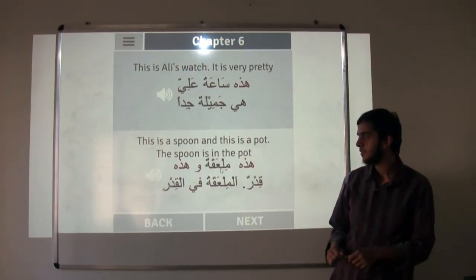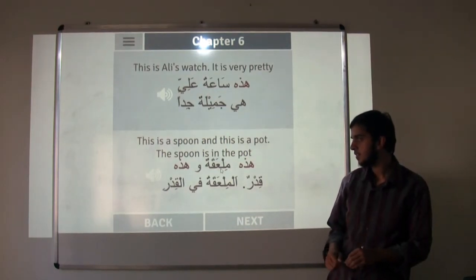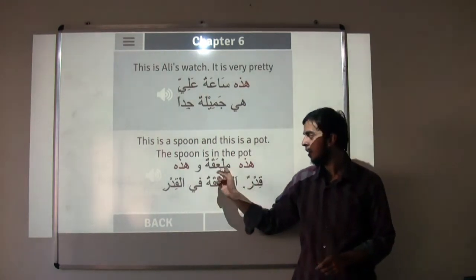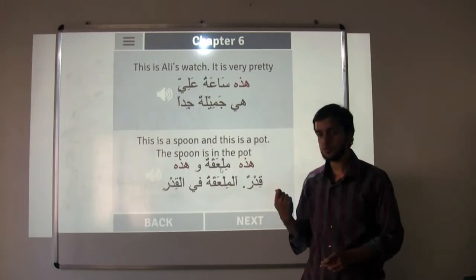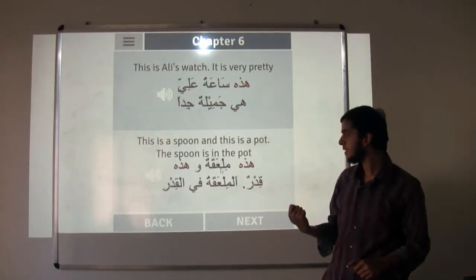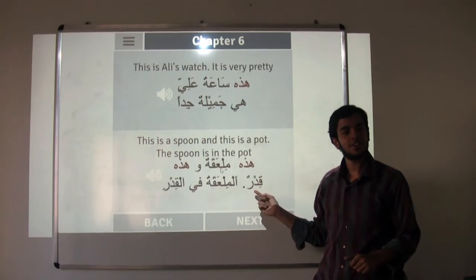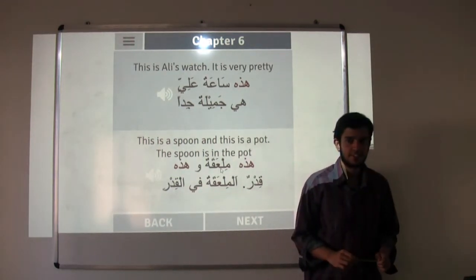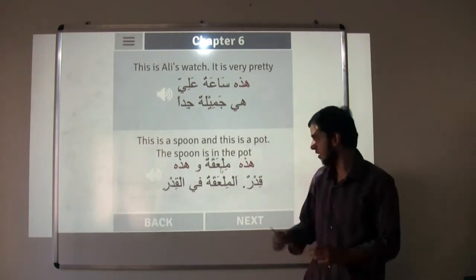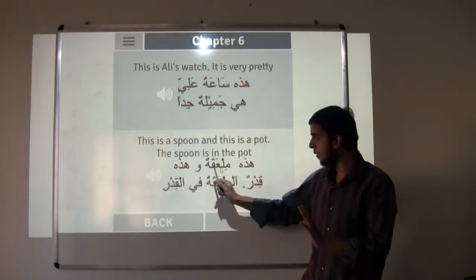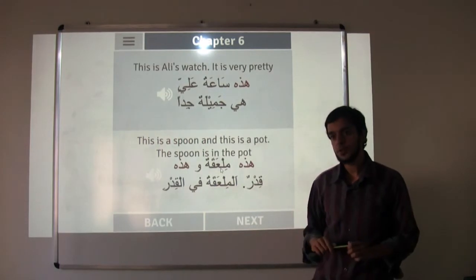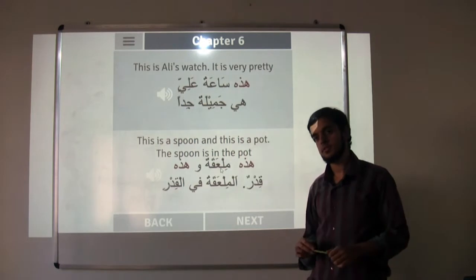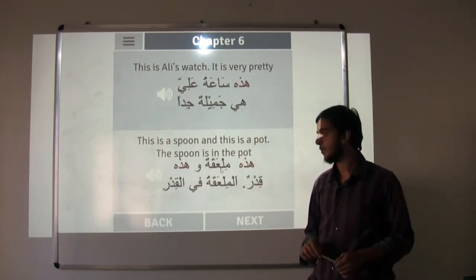Mil'aqatun means spoon, and qidr is pot. Hadihi mil'aqatun, fine. Wa hadihi qidrun. Why is it hadihi qidrun and not hadha qidrun? Do you know? Because of the relationship with spoon? No, okay, I'll tell you.